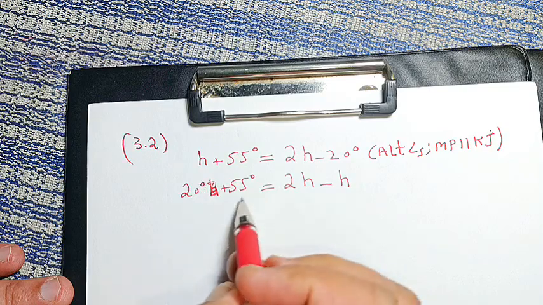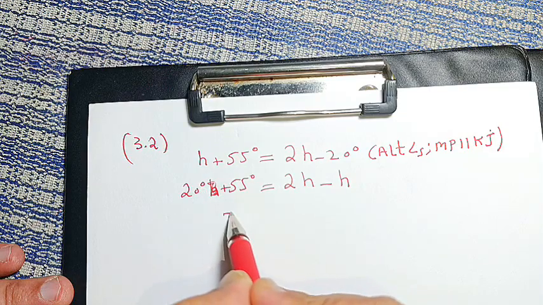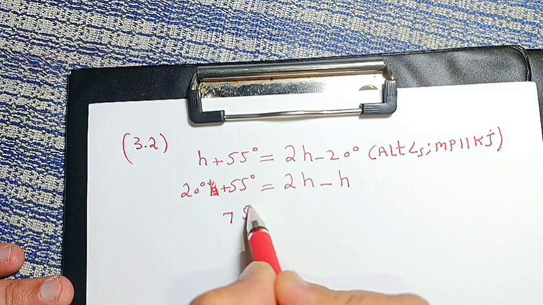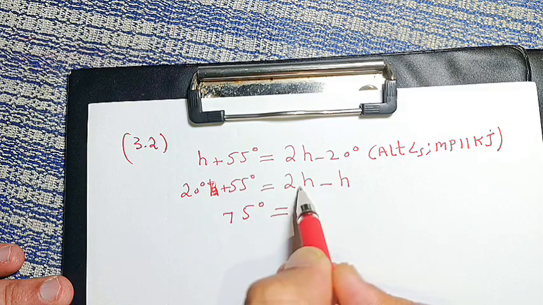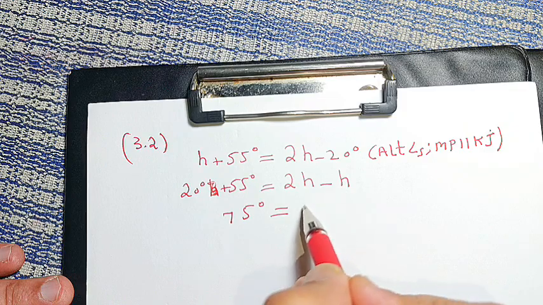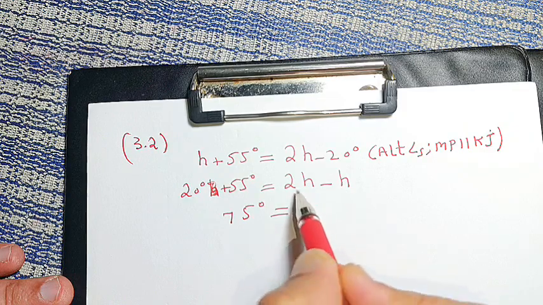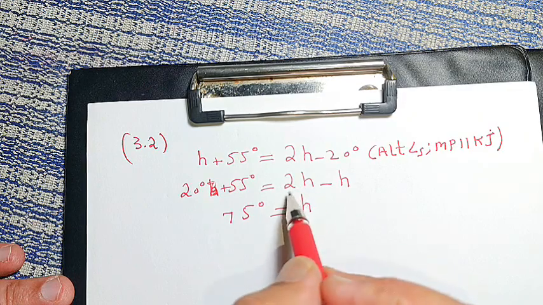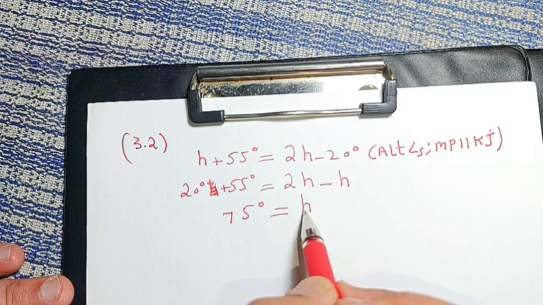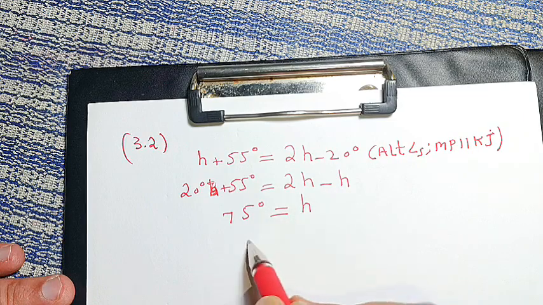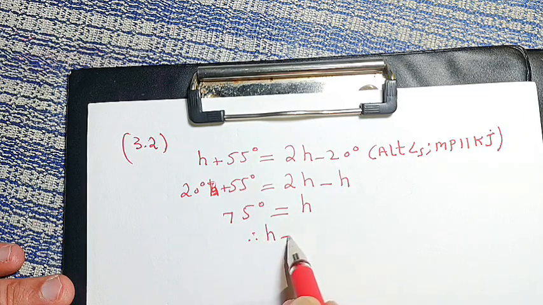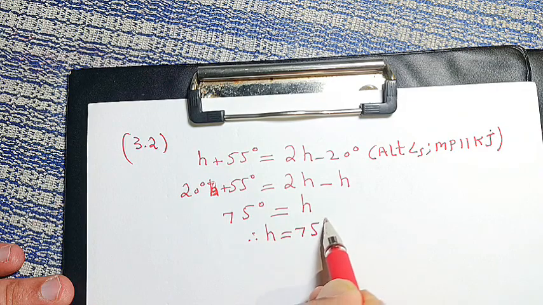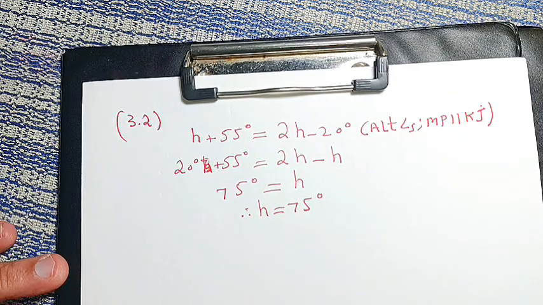So it's going to be a total of 75 degrees, and 2H minus 1H, like terms, only H is left. Positive 2 is bigger than the negative 1, so the H value is going to be, therefore, H is equal to 75 degrees. This is my final answer.